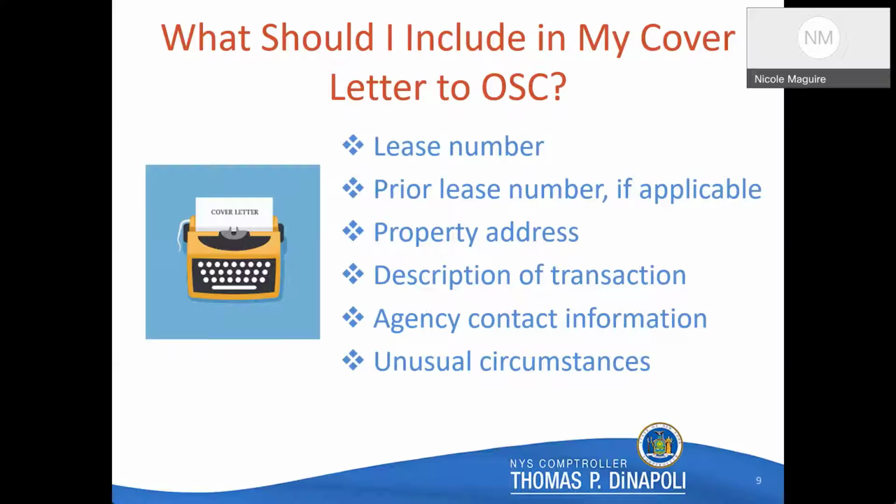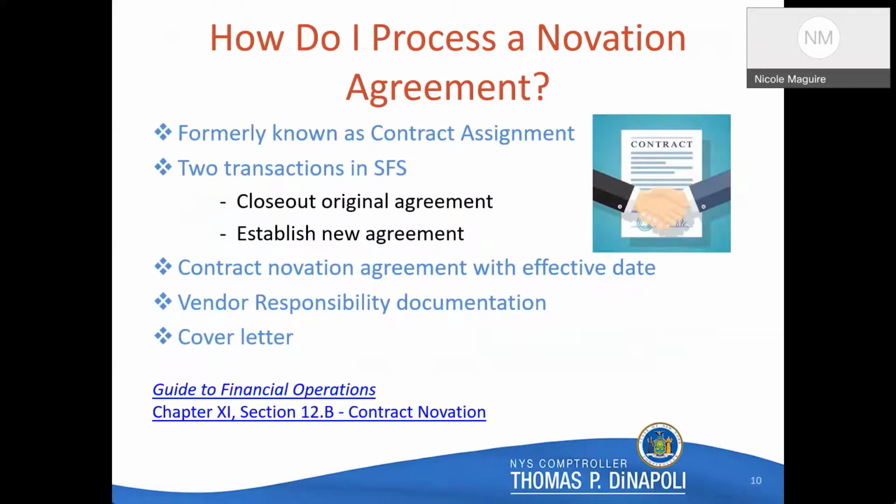Another question you guys asked was, how do I process a novation agreement? Novation agreements were formally referred to as contract assignments. They are formal agreements where one landlord transfers the rights, obligations, right to payment, and liabilities under a lease to another landlord during the original lease period. A novation may also occur due to an incorporated partnership or if a firm was purchased by another firm.